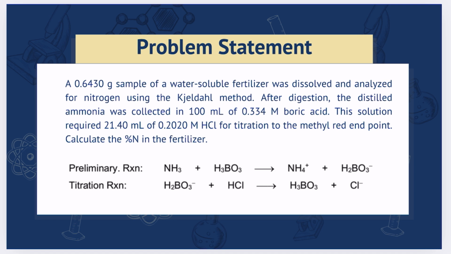So in this case, we have a 0.6430 gram sample of water-soluble fertilizer, which was dissolved and analyzed for nitrogen using the Kjeldahl method. After digestion, the distilled ammonia was collected in 100 ml of 0.334 molar boric acid, and this solution required 21.40 milliliters of 0.2020 molar hydrochloric acid for titration to the methyl red endpoint. Our goal in this case is to calculate the percent nitrogen in the fertilizer, and we are given two reactions. I will be explaining the reactions later on because we'd first have to understand what indirect titration is.